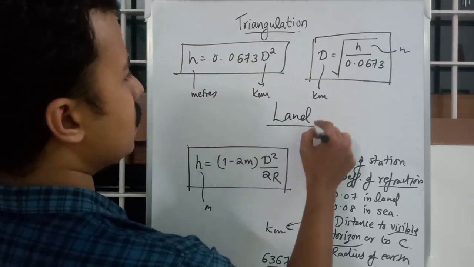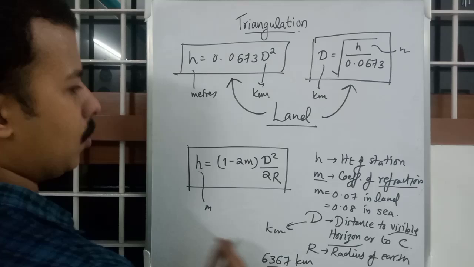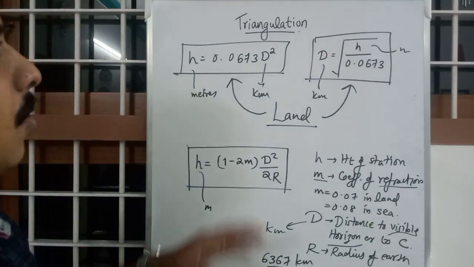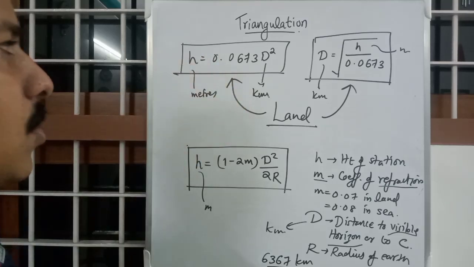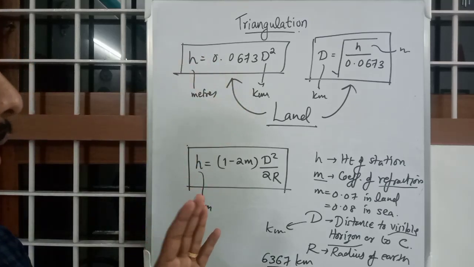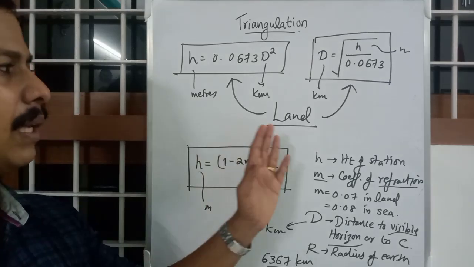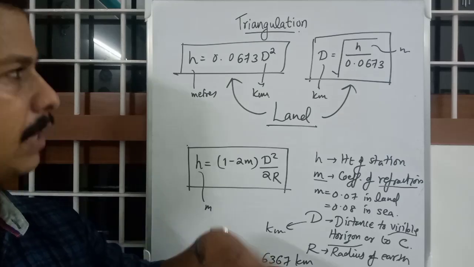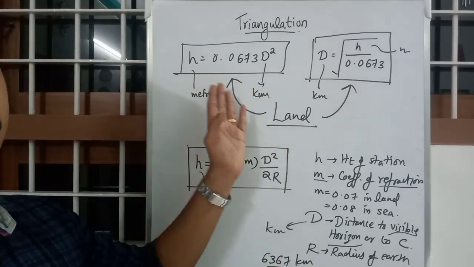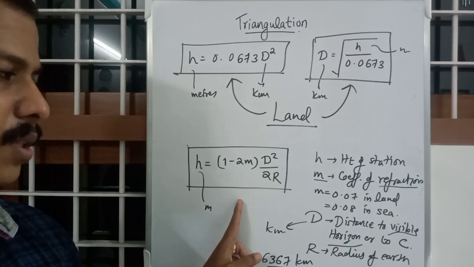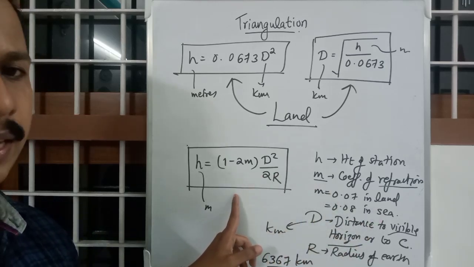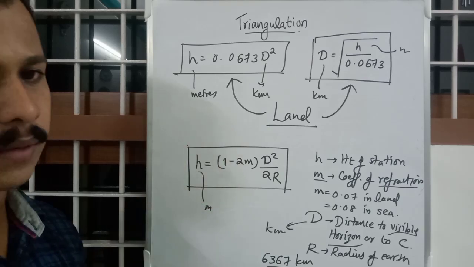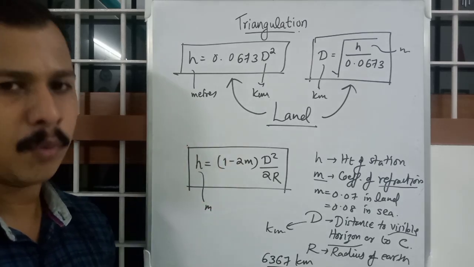For most purposes, these two equations will be considered only in land. If the intervening ground is land, not sea, you can take this equation or this equation, H is equal to 0.0673 D square. Most of the calculation we will be considering intervening ground as land, as we will be measuring land most probably. So in short, you can take this equation. If suppose it is sea, you should take this, or for elaborate calculations you should calculate using this equation. So we'll move on to problems.